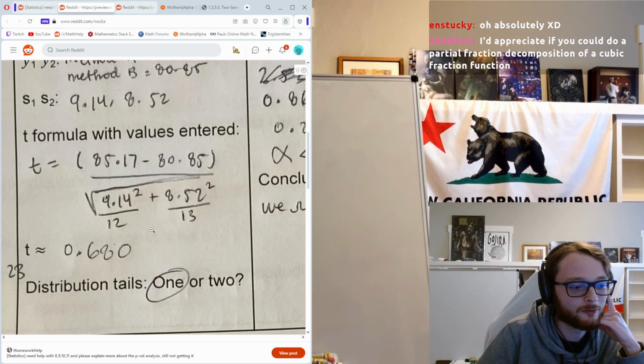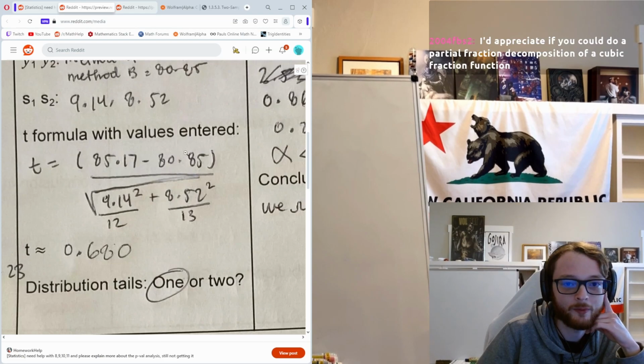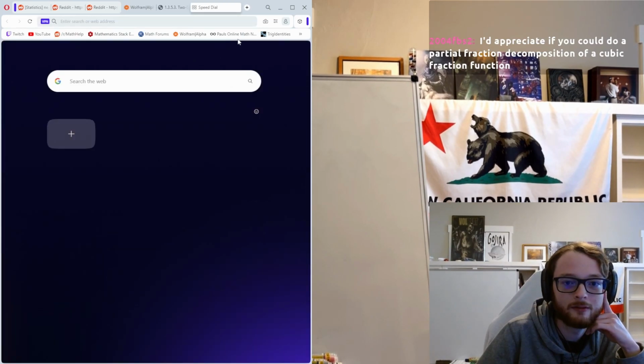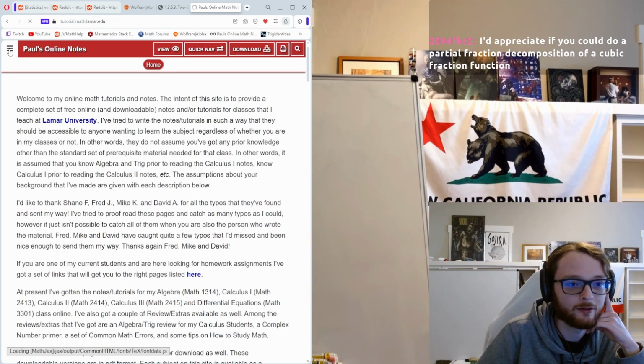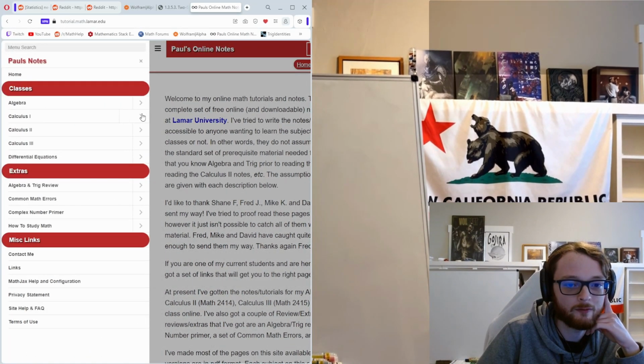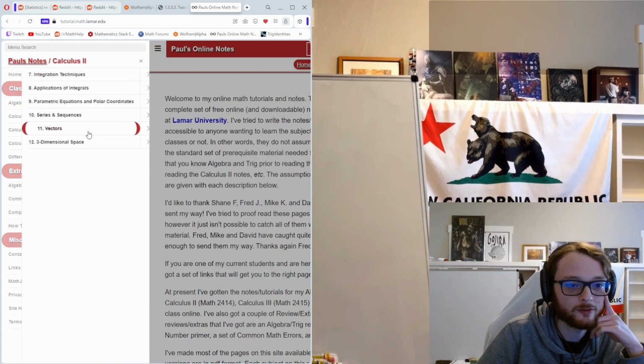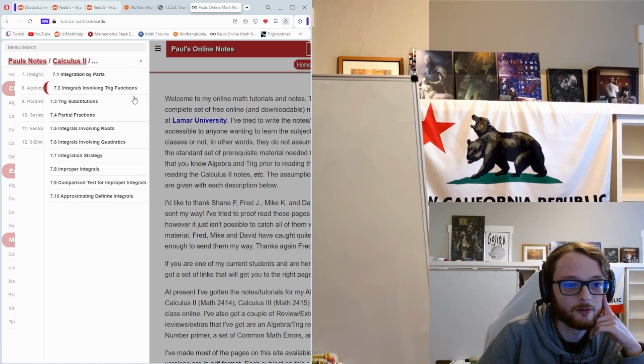FPS, you'd appreciate if you could do a partial fraction decomposition of a cubic fraction function. So partial fractions with 3 terms, I could definitely do something like that. Let me see if there's a good example on Paul's site, just so I don't have to think of numbers. I can think of numbers off my head too, but let's see if there's an example here. I'll actually do it out on the whiteboard. I just want to get an initial problem. Here it is. I can't read.